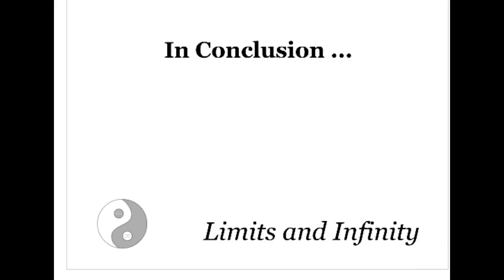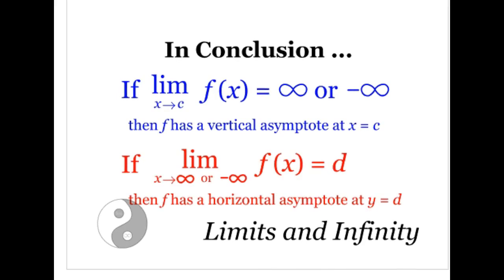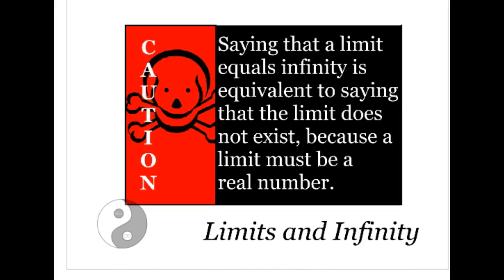In conclusion, if the limit as x approaches c of f of x is infinity or negative infinity, then f has a vertical asymptote at x equals c. Whereas, if the limit as x approaches infinity of f of x equals d, then f has a horizontal asymptote at y equals d. One word of caution. When we say that a limit equals infinity, we're actually saying that that limit technically does not exist, because limits have to be a real number. Therefore, it might be more enlightening to say that the limit does not exist because it increases infinitely, rather than saying that the limit equals infinity.